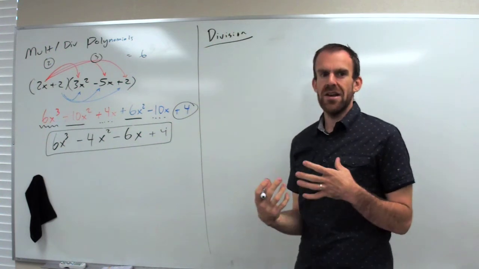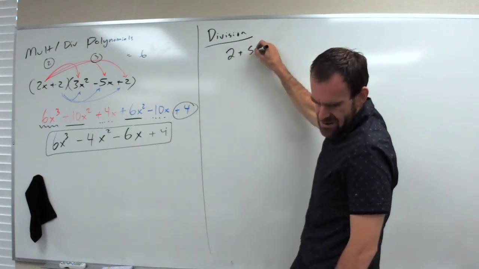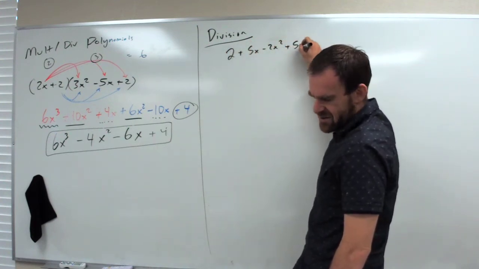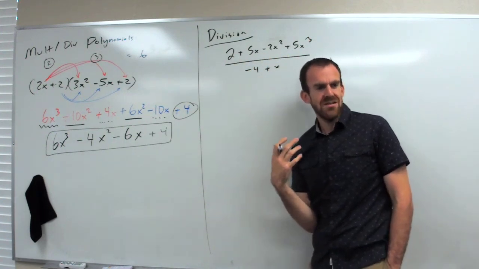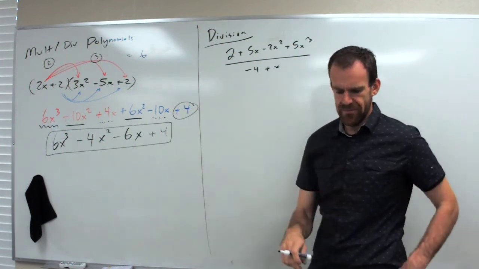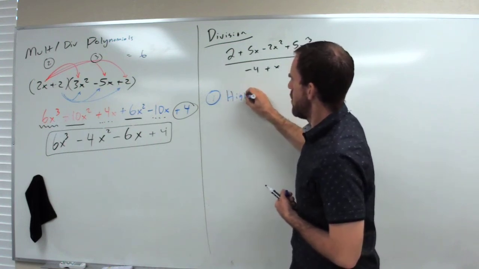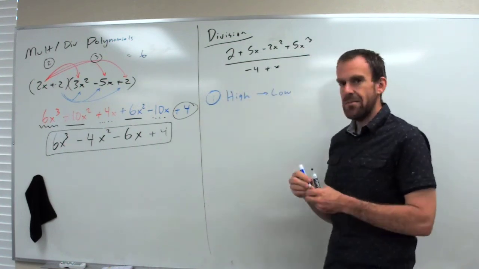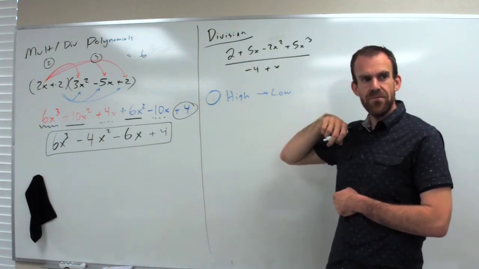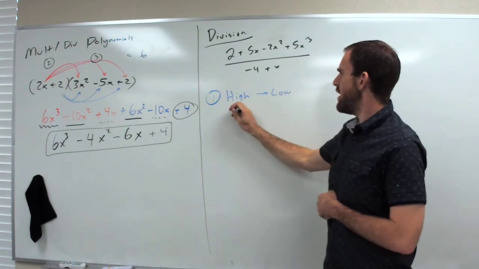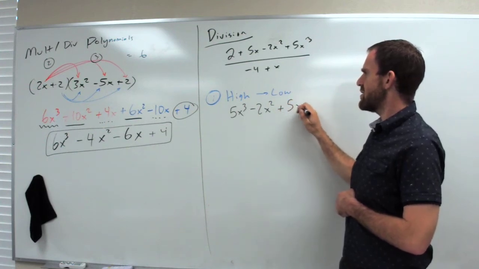This is much more complicated, and it's hard. That's okay. So we're going to do 2 plus 5x minus 2x squared plus 5x cubed divided by negative 4 plus x. The first step is this. You need everything in descending order. Okay? So that means you want highest power to lowest power. So I'm just going to move these around a little bit. So the highest power on the top is x what? Cubed. So I have 5x cubed minus 2x squared plus 5x plus 2.